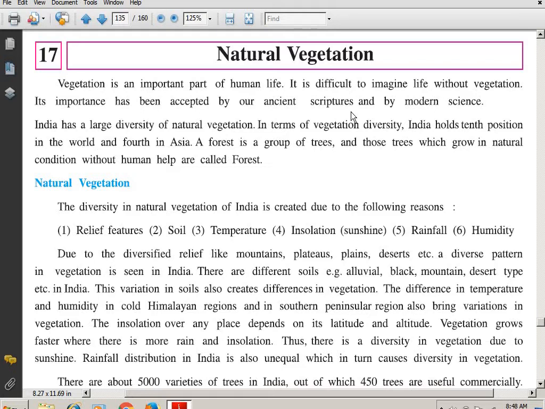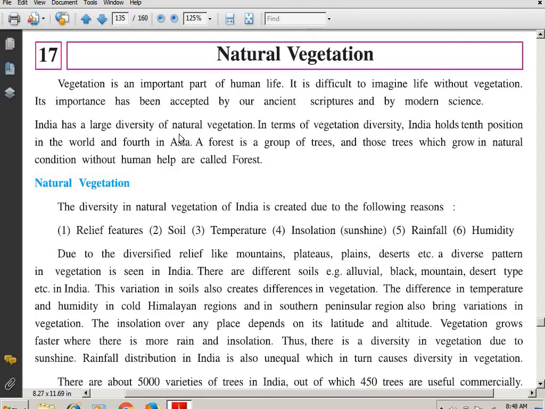Without vegetables, we cannot imagine a life. It is difficult to imagine life without vegetation, and its importance has been accepted by our ancient scriptures and by modern science. So why is vegetation important? Its importance for human life has been accepted by the ancient scriptures as well as modern science.